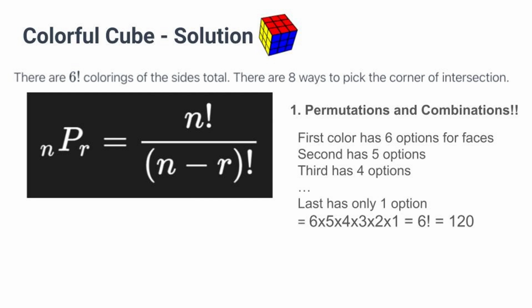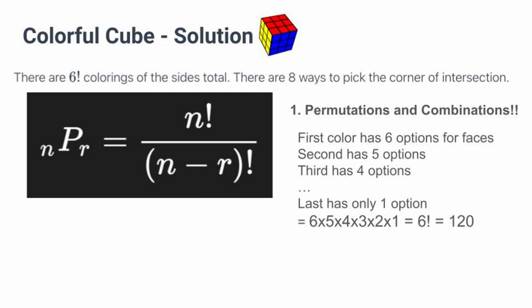Now, nPr is the same idea, except r is if there's a limited number of faces. So say we had 6 colors and only 3 faces to choose from. I'm going to link a video in the description so you guys can learn more about permutations and, of course, combinations, which are closely related, because it's extremely important.